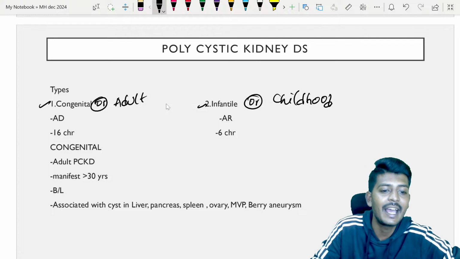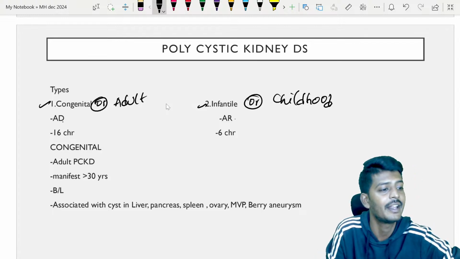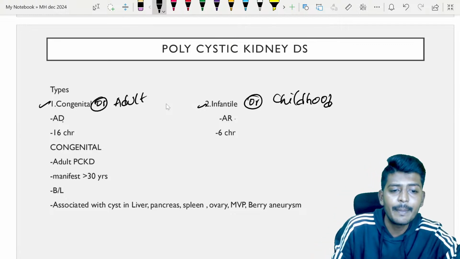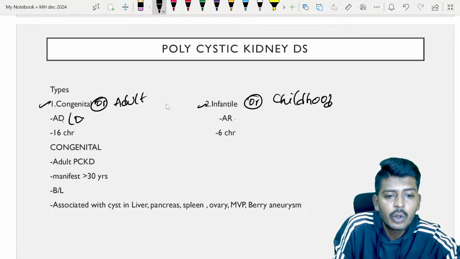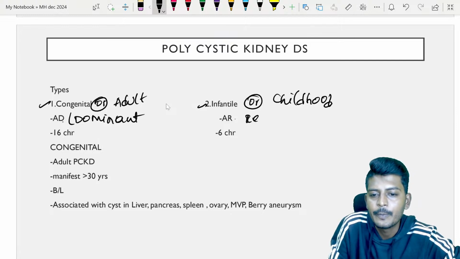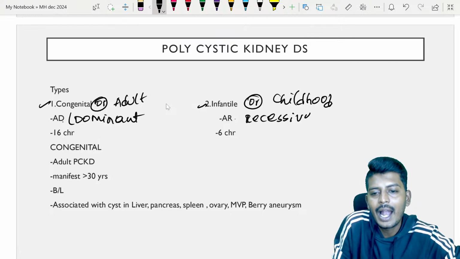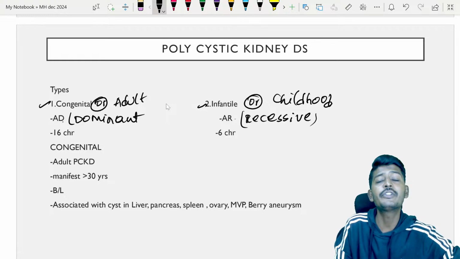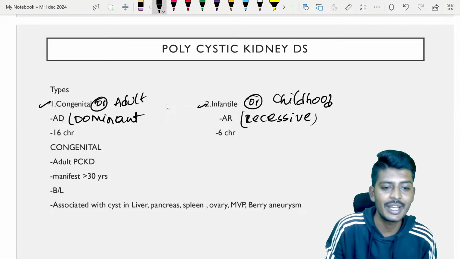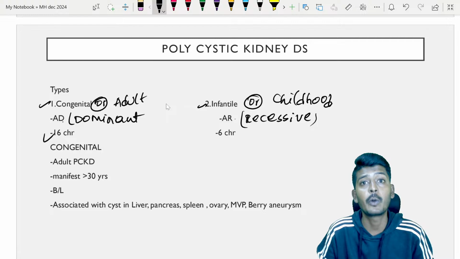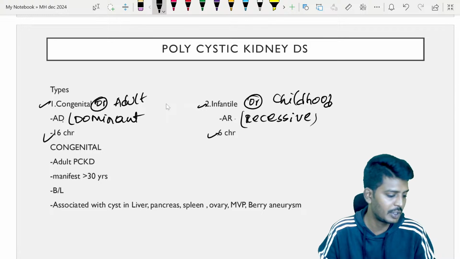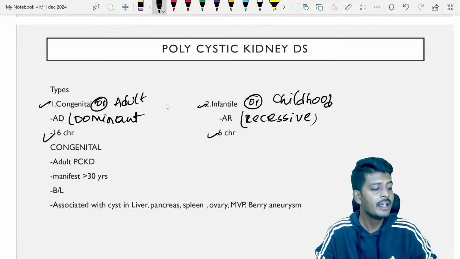From pathology they will directly ask you the inheritance. That's a very important point. The congenital or adult type is autosomal dominant, while the infantile type is autosomal recessive. Remember also which chromosome has the mutation. For the adult type, the mutation is on the 16th chromosome, while for the infantile type the mutation is present on the 6th chromosome.